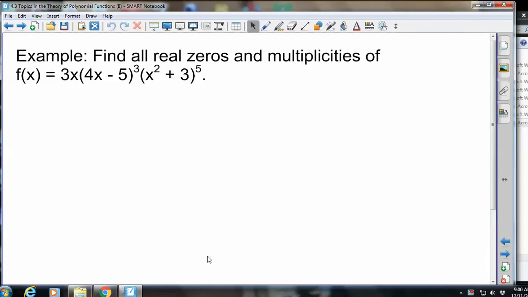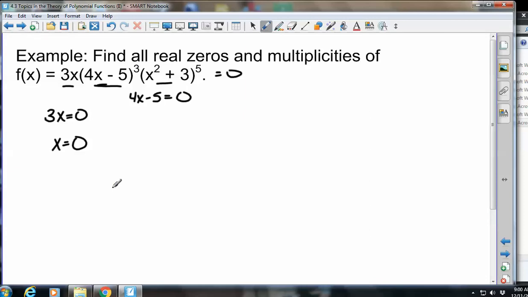So, when it's all factored, when I ask for the zeros, I'm asking what numbers make this equal 0. So all you really have to do is set each piece to 0. So I need to know what makes 3x equal 0. So that's just 0. I need to know what makes 4x minus 5 equals 0. I'm going to ignore this exponent on the outside first. So if I add my 5, divide by 4, I get 5 fourths.